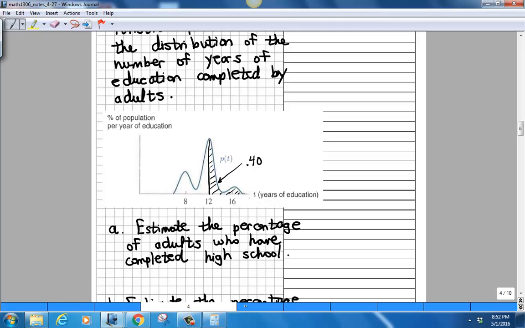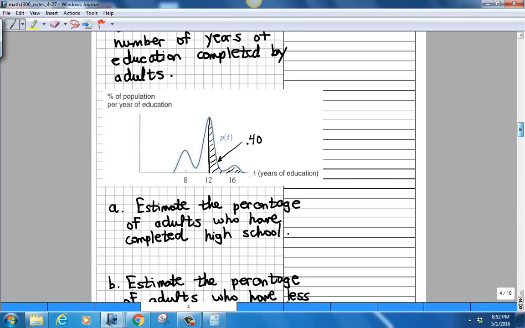Some of you may think it's a little bit more than 0.4. Some of you may think, oh no, it's a little bit less than 0.4, but that's just my estimate. And so I would say that, at least based on this density function and my best guess here, about 40% of adults have completed high school. Let's try another one.